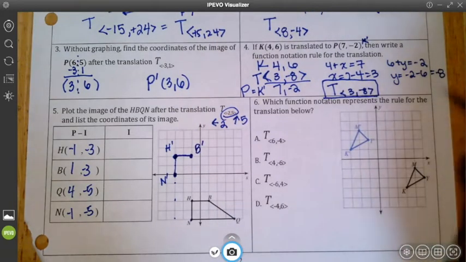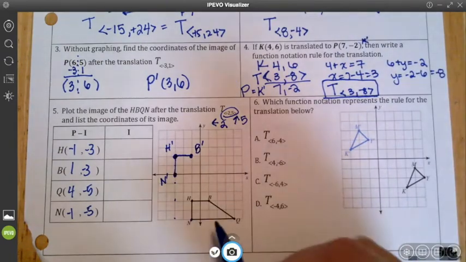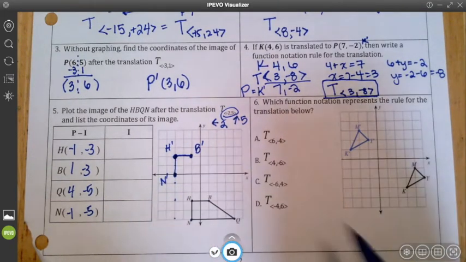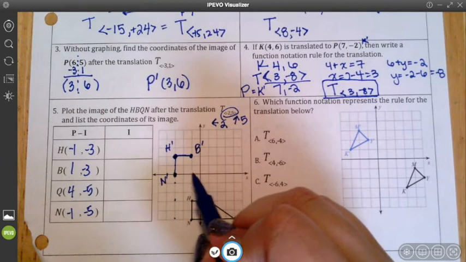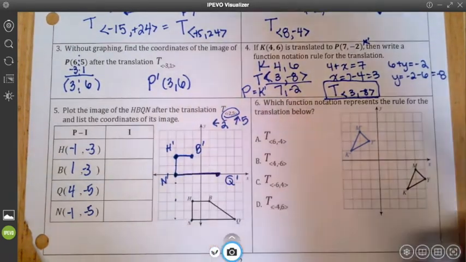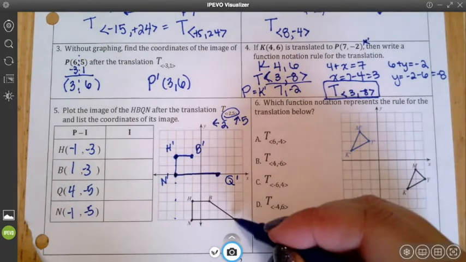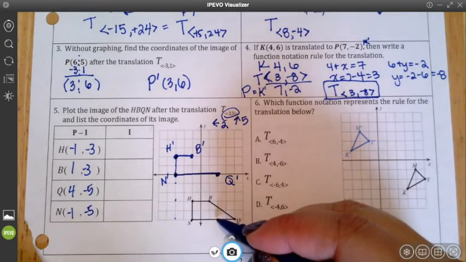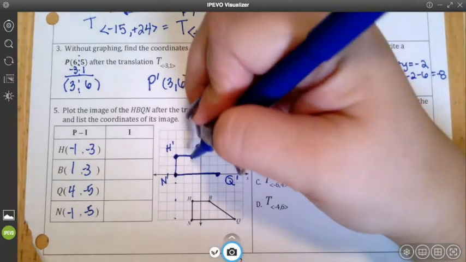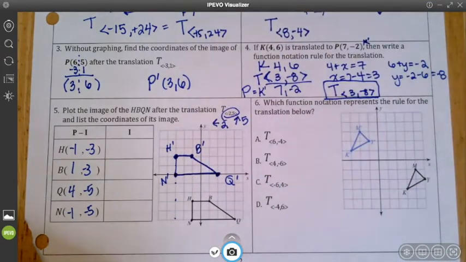So using that idea that the distances have stayed the same, these shapes should still be congruent. So I can apply that same idea. From N to Q, I would count 5 units to the right. N prime, 5 units to the right, should be Q prime. Notice if I count from Q, 2 units to the left and 5 units up, it's the same point. And that gives us this trapezoid.